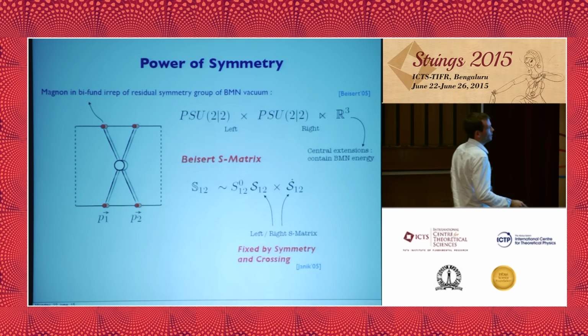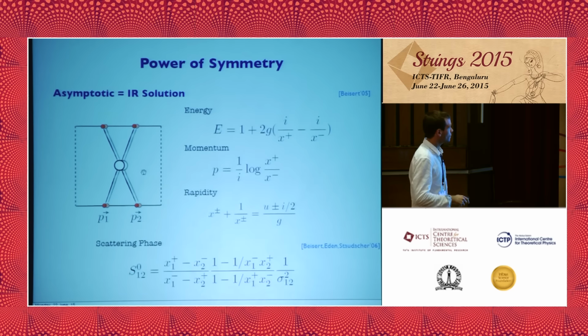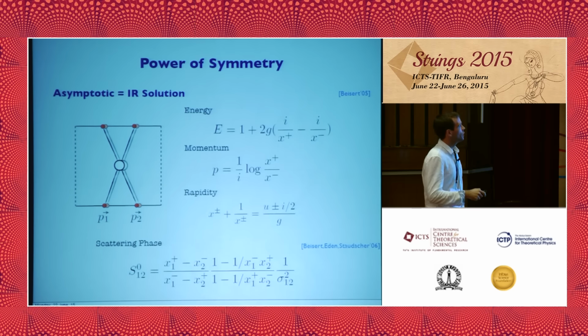Then there is this scalar factor. There is a nice story attached to it, which can be fixed by using this crossing transformation that Romuald mentioned. So in the end, as I said, symmetry is so powerful that we find the complete solution. Here I'm just showing you the solution.